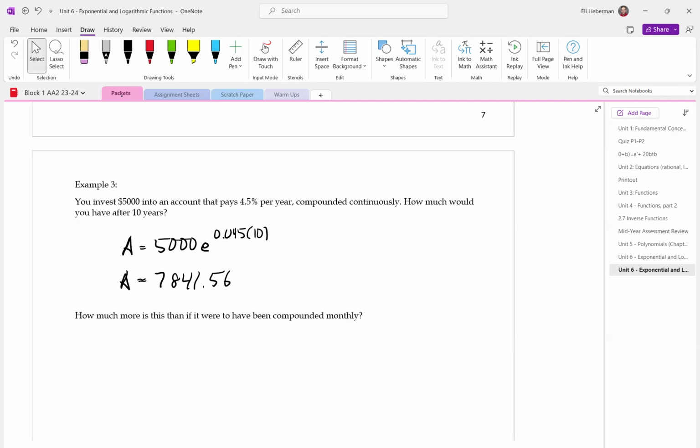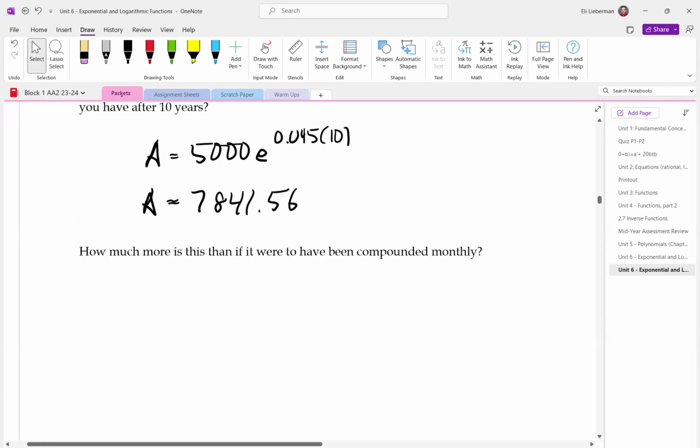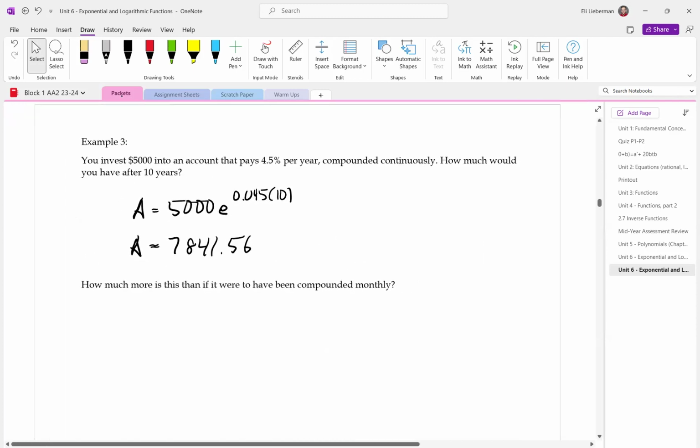Okay, the next one, I need a formula and then I need your number. Compounded monthly. Lily, can you help us with this one, please? For compounded monthly. Oh, did you not get to this one yet? I'll give you a moment to finish this one. Compounded monthly.